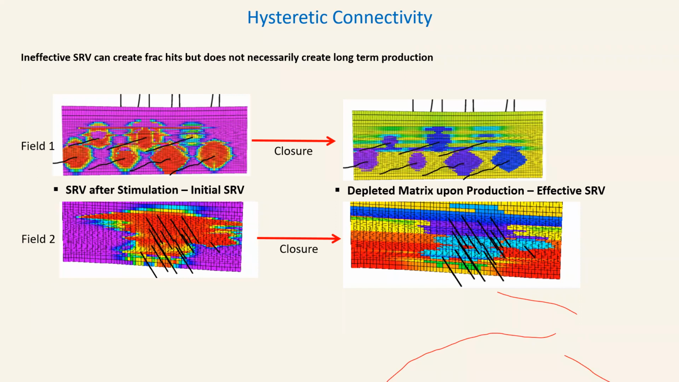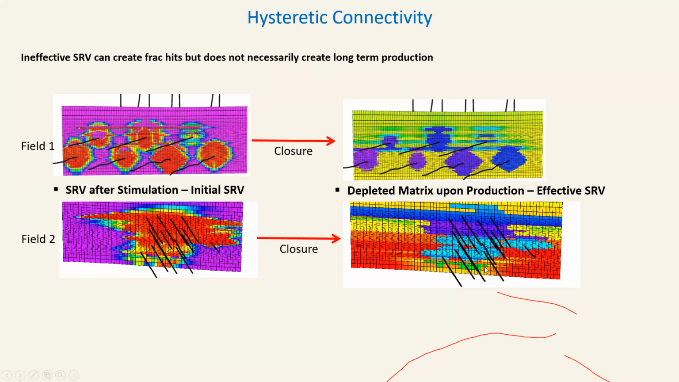In red, you can see how far the rock was stimulated. This is the extent of the tensile failure and the entire stimulated rock volume for these patterns. And these are real world examples. But then when we go to deplete it, on the top in purple, those are the depleted zones in the matrix. You see that those depleted zones are smaller than the red zones. So this purple zone is the effective stimulated rock volume where the wells generated enough complexity to drain.